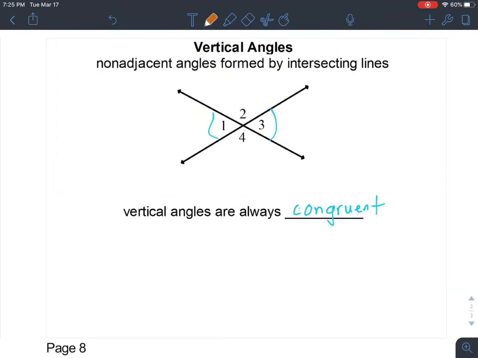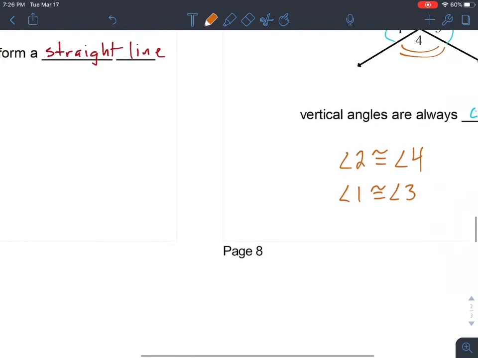And then likewise, the same is going to be true for angle 4 and angle 2. So angle 2 and angle 4 will always be congruent. Sorry, I should say, there we go. And so this is the symbol for congruent as well, right there. So angle 2 and angle 4 are congruent, and then angle 1 and angle 3 are going to be congruent.